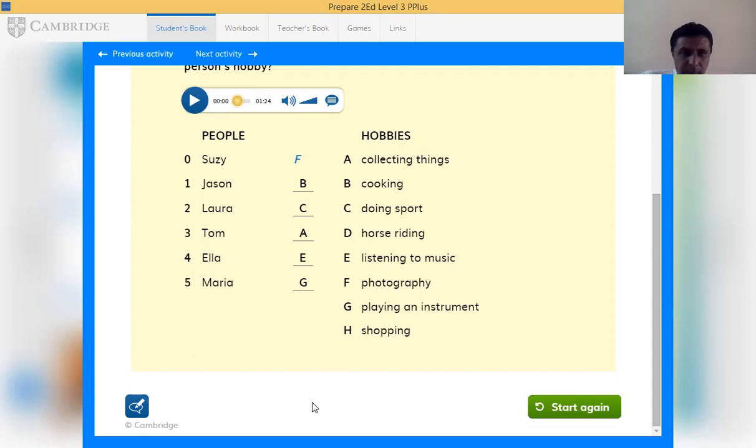Okay, and right there you got the last one, Maria's hobby, letter G, playing an instrument. So right there you have all the answers: B, C, A, E, G. Yes, for this exercise. Thank you, and let's move to the next exercise because I have to hurry up.